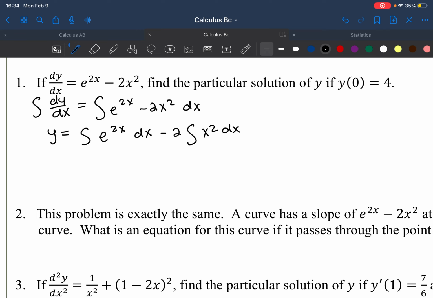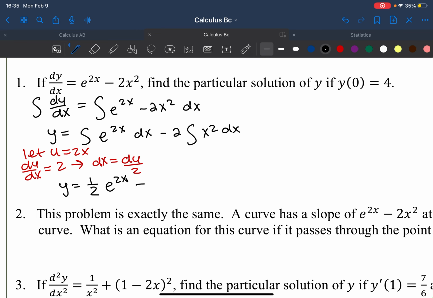Okay, from here, let's use u substitution for that very first integral. Let u equal 2x. So du/dx is equal to 2, which means dx is equal to du over 2. So I'm going to end up taking out a 1/2. So I have y equal to 1/2 e to the 2x, minus 2x cubed over 3, plus c. This is my general equation.